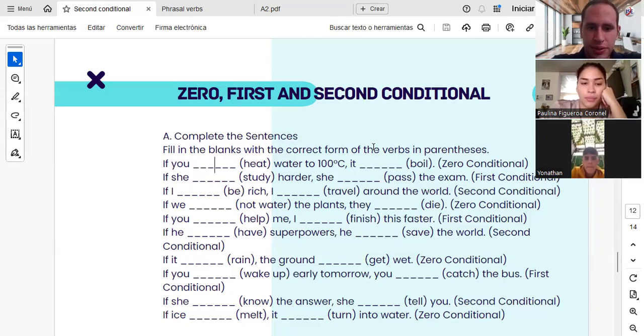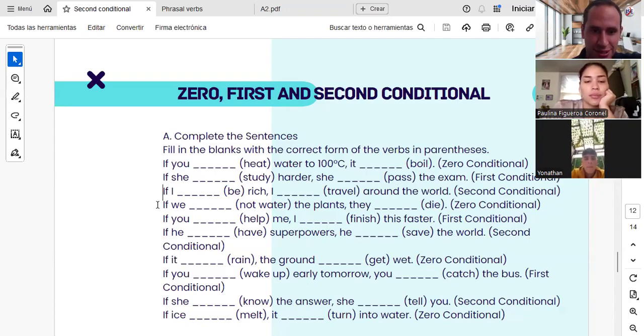Okay, Jonathan, number three, this one. Okay, second conditional. If I be rich, no. If I was rich, no. You're close. Remember, in second conditional, we use were. So if I were rich, I would travel around the world. Awesome. Well done. Paulina, next one, zero conditional.